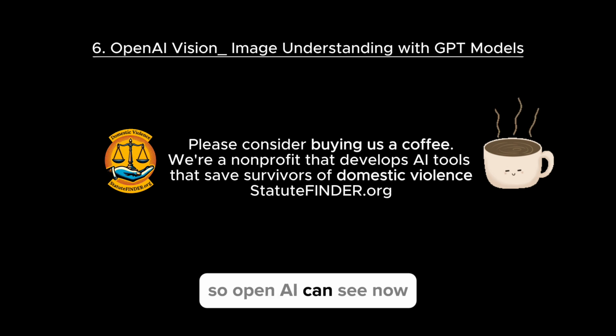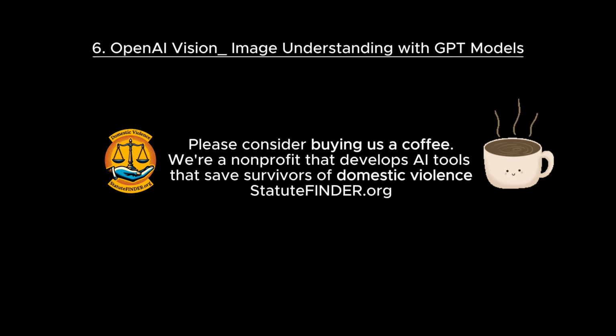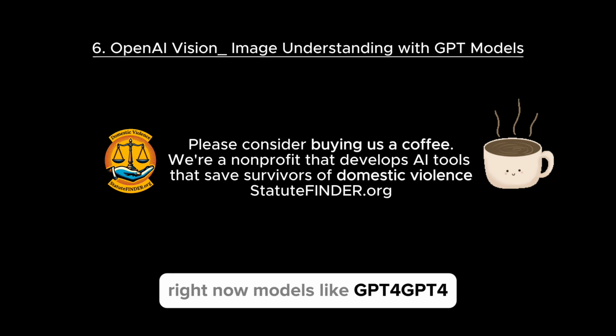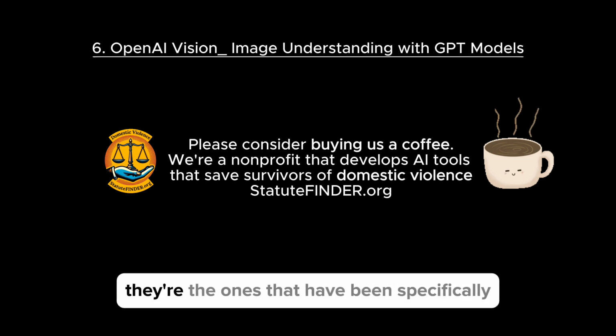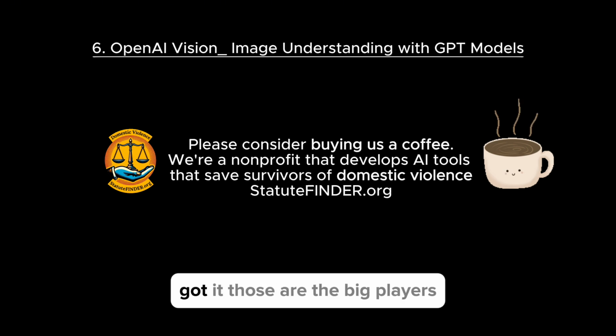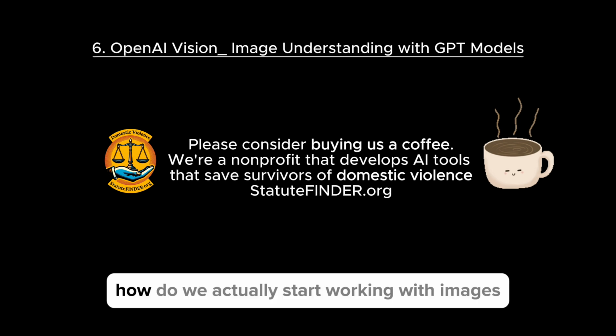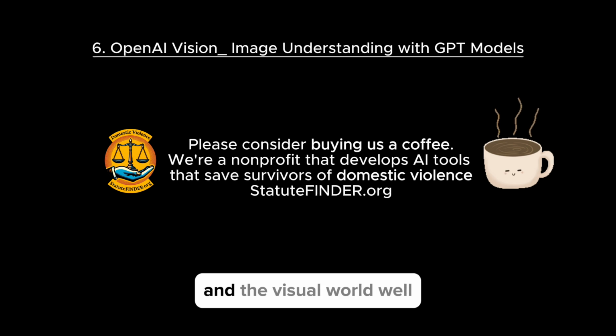So OpenAI can see now, but which specific models actually have this capability? Right now, models like GPT-4, GPT-4 Turbo, those are leading the charge. They're the ones that have been specifically enhanced with this vision processing. Okay, got it. Those are the big players. But for us Python beginners, how do we actually start working with images and these models? How do we bridge that gap between our code and the visual world?